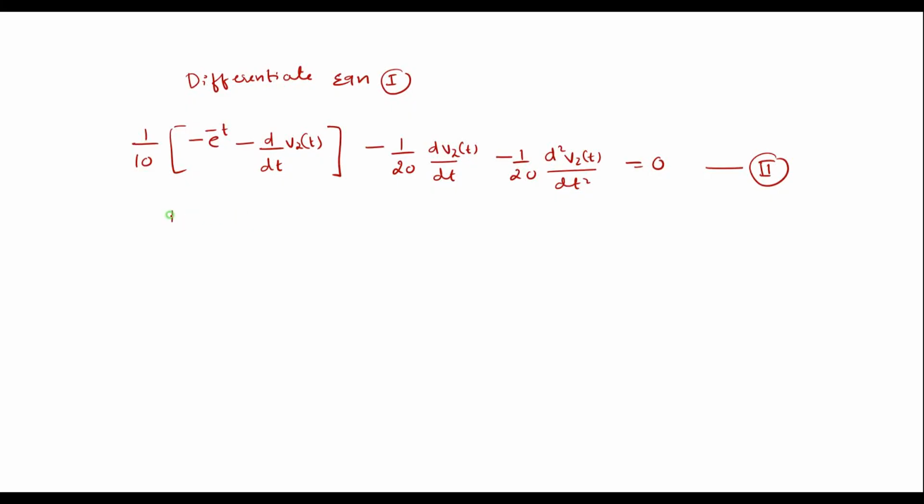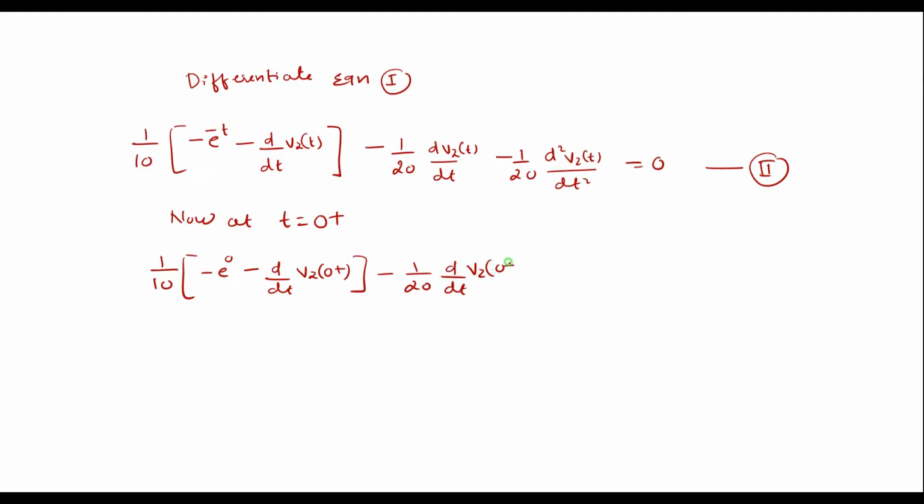So now at t equal to 0 plus, wherever there is t, replace t by 0 plus. So I can represent it as 1 over 10 minus e power 0 minus d by dt V2 of 0 plus, minus 1 over 20 d by dt V2 of 0 plus, minus 1 over 20 d square V2 of 0 plus by dt square is equal to 0.